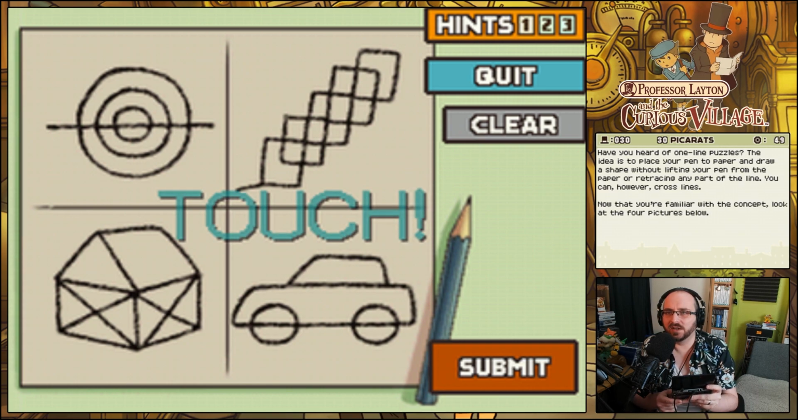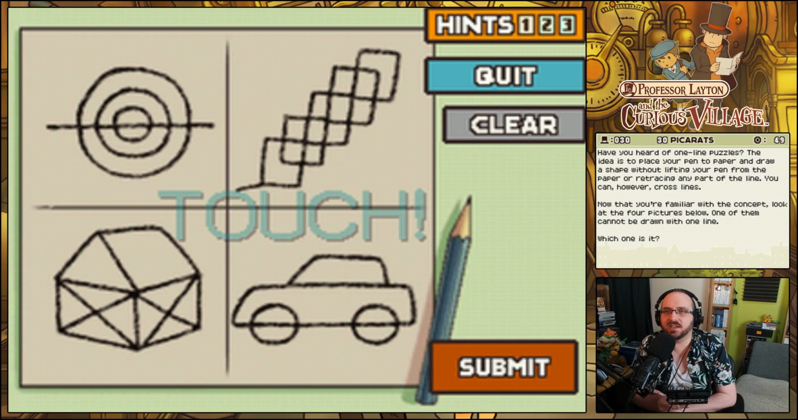Have you heard of one-line puzzles? The idea is to place your pen to the paper and draw a shape without lifting your pen from the paper or retracing any part of the line. You can, however, cross lines.